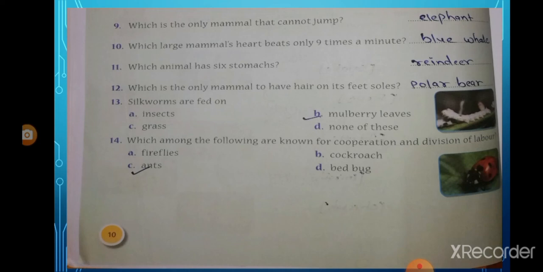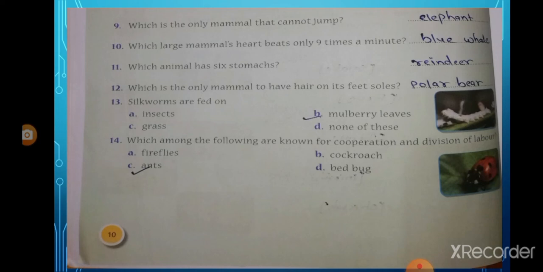Which large mammal's heart beats only 9 times a minute? That is blue whale. The correct answer is blue whale. Now the next question, question number 11.